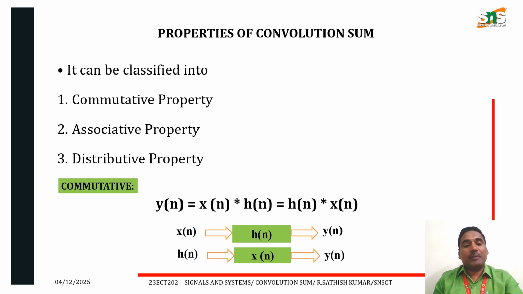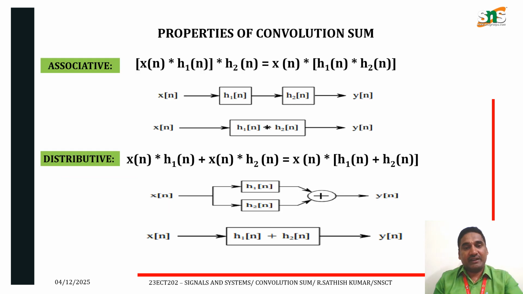Next one, these are the properties of convolution sum. It can be classified into commutative property, associative property, and distributive property. Commutative property can be defined as y of n is equal to x of n convolved with h of n, or h of n convolved with x of n. When the input sequence x of n is given to h of n, it produces output y of n. When h of n is applied to the input sequence x of n, it produces the output y of n.